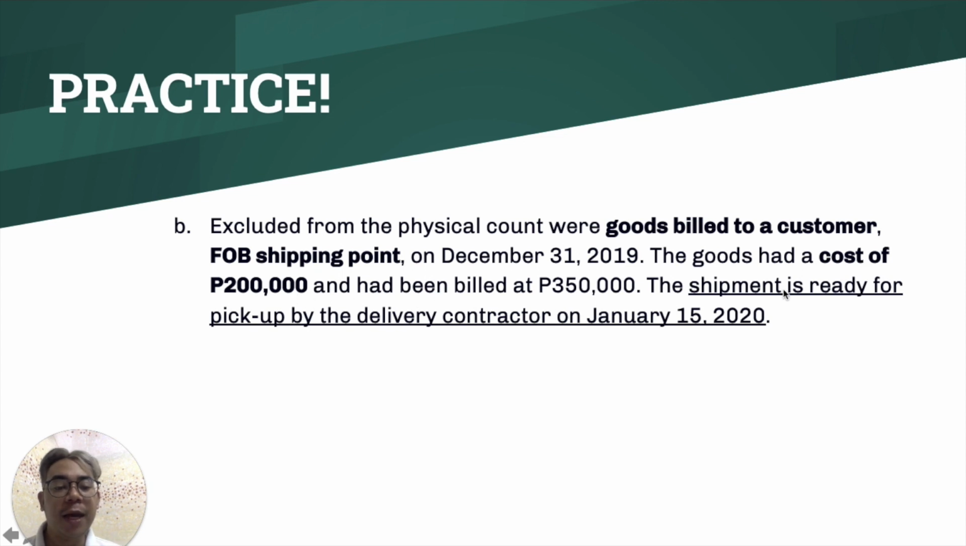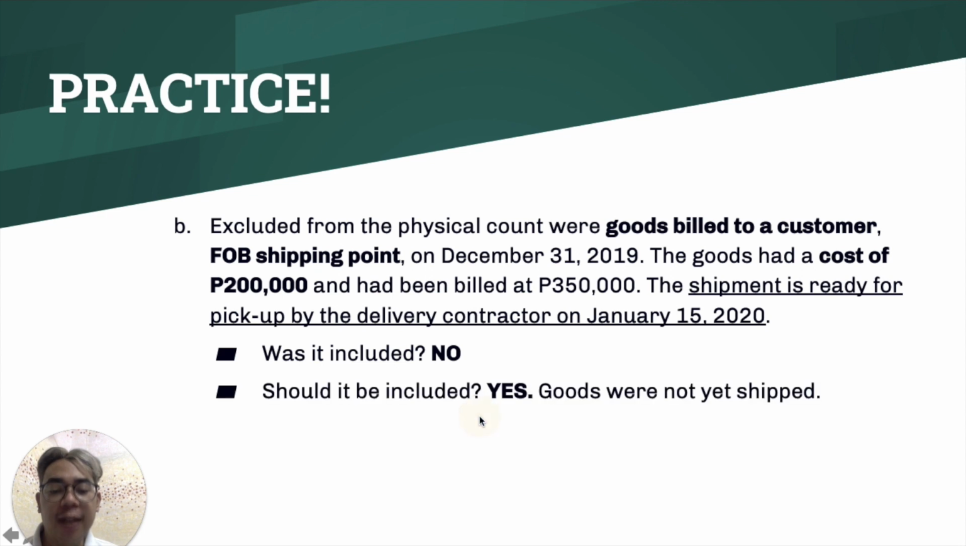And then the shipment is ready for pick-up by the delivery contractor on January 15, 2020. Take note, guys, that kahit na binil mo na siya sa customer ng FOB shipping point, at December 31, hindi pa siya nasi-ship because the shipment will happen on January 15 pa. Ipipick up siya ng delivery contractor on January 15. So question, was it included? No. In-exclude daw siya from the physical count. Should it be included? Yes, because the goods were not yet shipped.